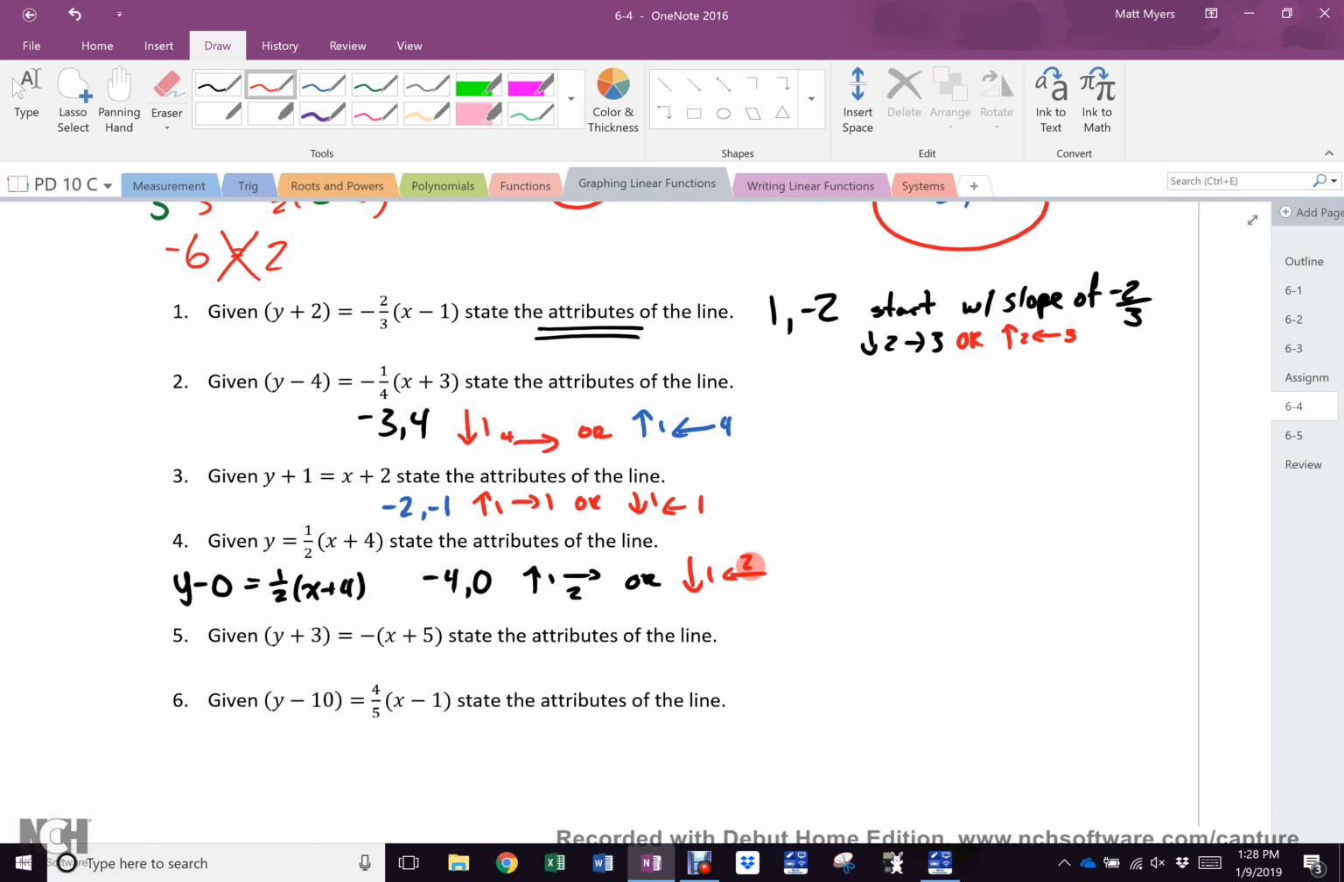What's weird about 5? There's no number, but there is a negative sign. So what's our slope? -1. What's our starting point? And then down 1, right 1, or up 1, left 1. And then there's a nice easy one for you to finish all by yourself.